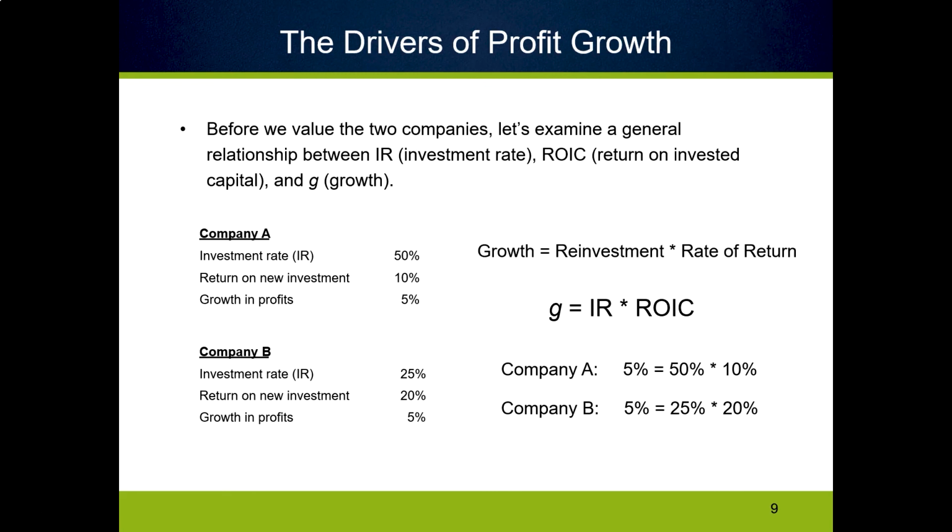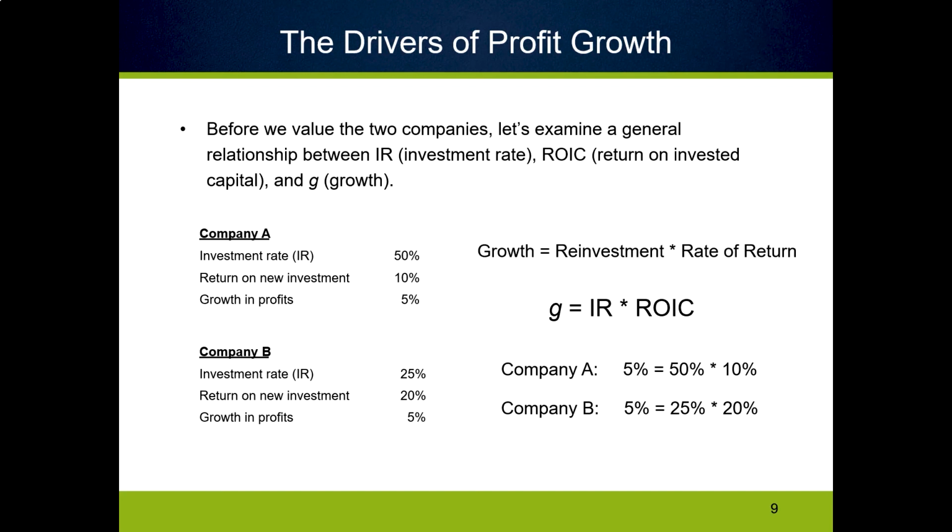Now we can see that company B is clearly better, and thus should be more valuable than company A, even though they have the same earnings. The reason is that company B has a higher return on invested capital. Because of that, they can reinvest less of their profit into the business and still enjoy the same growth rate in their profit. We can see this relationship in this formula: growth in profit is equal to the reinvestment in the firm times the rate of return, or the return on invested capital.